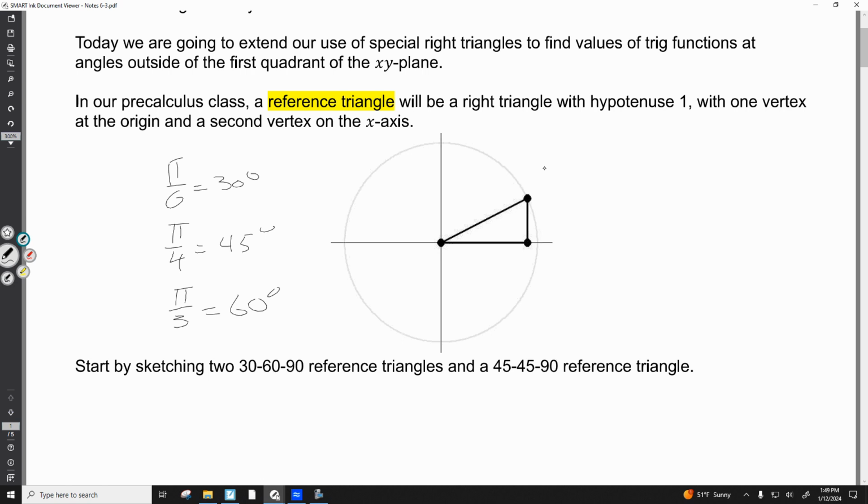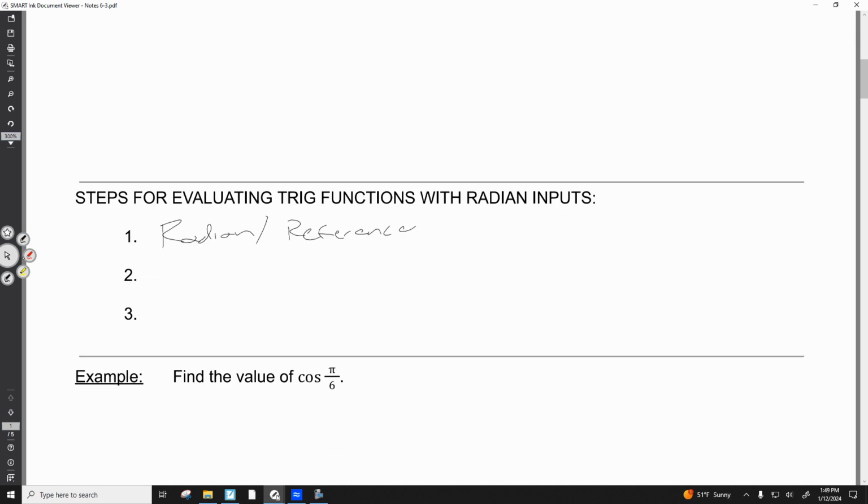Here is pi over 6. It creates a 30-degree angle. You draw your terminal ray, you stop at 1. You connect it with the unit circle with a radius of 1. You then draw your triangle that you know.